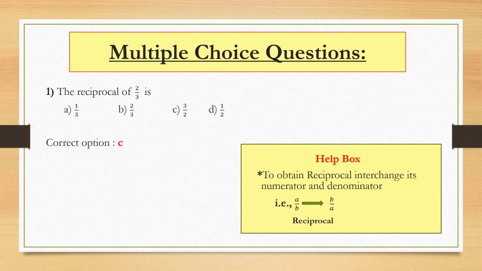So, to obtain a reciprocal, what do we do? We interchange its numerator and denominator. That means A upon B will become B upon A. So, what is the question? Reciprocal of 2 upon 3. So, what will be the reciprocal of 2 upon 3? I think the correct option is C, that is 3 upon 2.